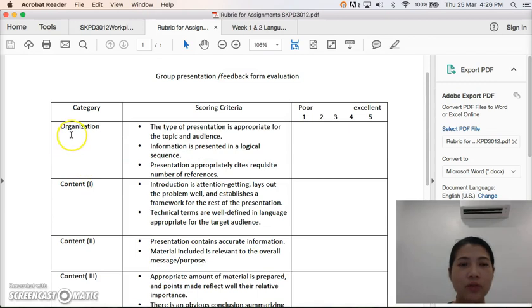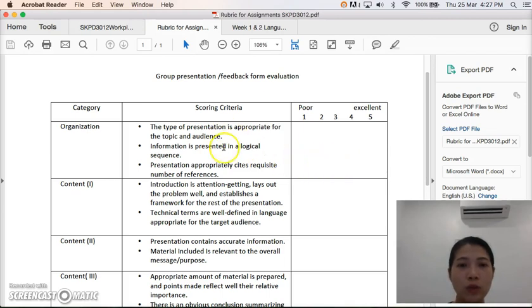Okay, getting back to our rubric, there are 5 sections in which 5 marks are allocated to each. So for the category of organization, if I find that you have fulfilled the criteria of the type of presentation is appropriate for the topic and audience, the information is presented in a logical sequence, presentation appropriately cites requisite number of references, then you'll be having 5 marks.